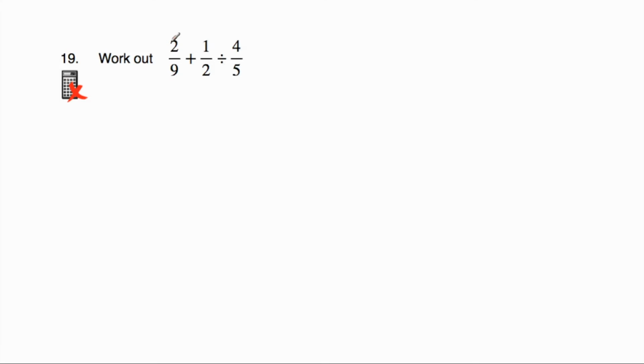Question number 19 says work out 2/9 plus a half divided by 4/5. Now this question is a bit of a trick question. I've given this question on purpose because I want to make sure that you know your order of operations.